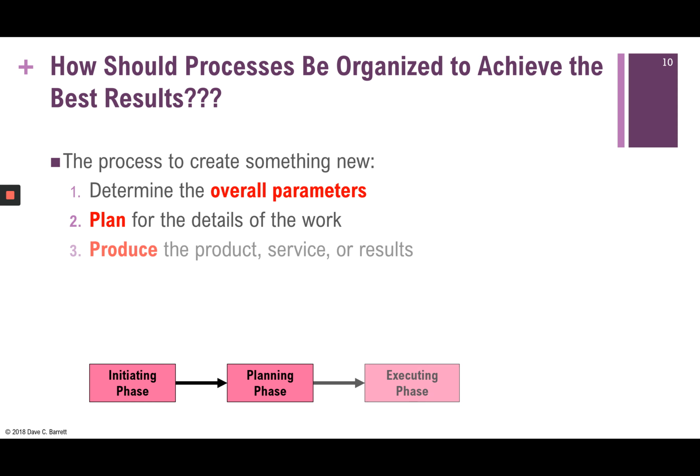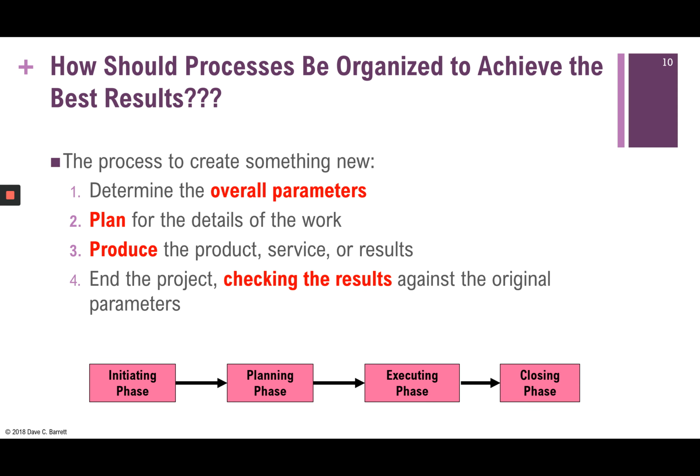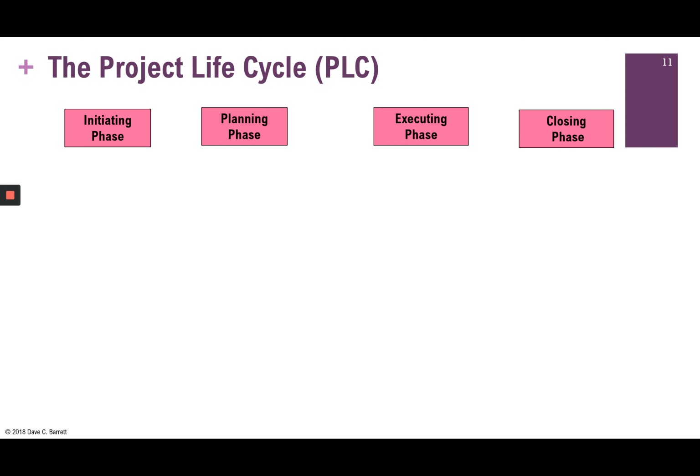We're planning the work. The third step is to produce the product, service, or results that we just planned. So actually create it. And that's called the executing phase. And then finally, we end the project checking the results against the original parameters, to see how we did and what we learned from that. That's the closing phase. So this is what's called the project life cycle. If we look at those four phases, that's the process that we go through on projects. We initiate, plan, execute, close.